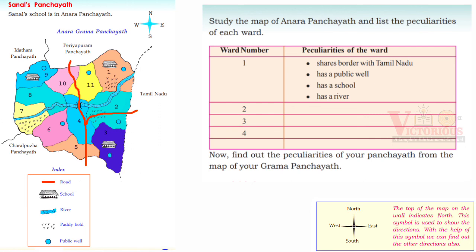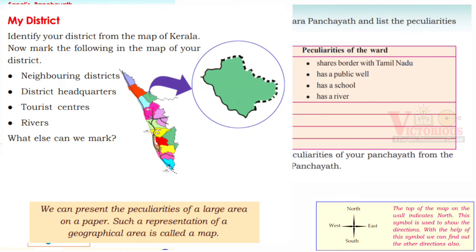Very good. Then 9. Has a school, has a public well, shares border with Idattara panchayat, Periyapuram panchayat, ward 8 and 10. Then what about ward 10? Yeah, it has a road, shares border with Periyapuram panchayat and wards 4, 8, 9 and 11. Very good. Then what about 11? The last ward? Yeah, it has a public well, it has a road, shares border with Periyapuram panchayat and wards 1, 2, 4, 8 and 10. Very good, guys. So, you are really impressive.